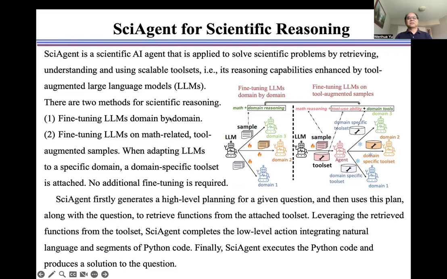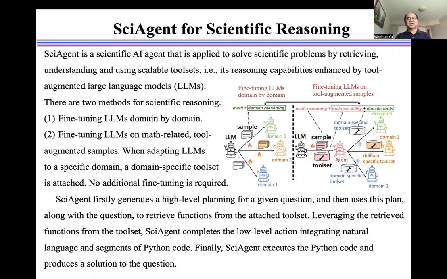There are two methods for scientific reasoning. One, fine-tuning large language models domain by domain, as shown here. Two, fine-tuning large language models on math-related augmented samples, as shown here. When adapting large language models to a specific domain, a domain-specific toolset is attached. No additional fine-tuning is required.